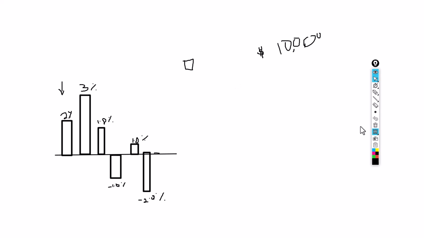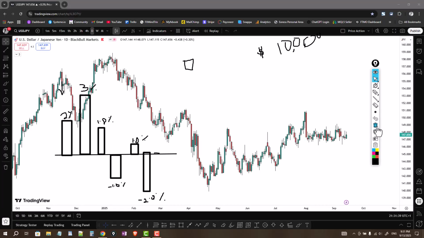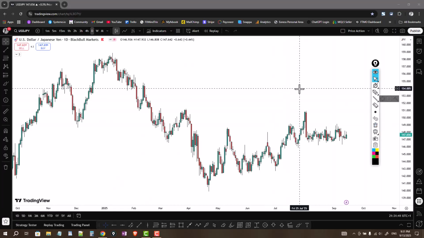Okay, so if you're relying on your trading income to give you what you need to pay for your bills and all of that, you're going to be in a very tough spot. This is the first secret.